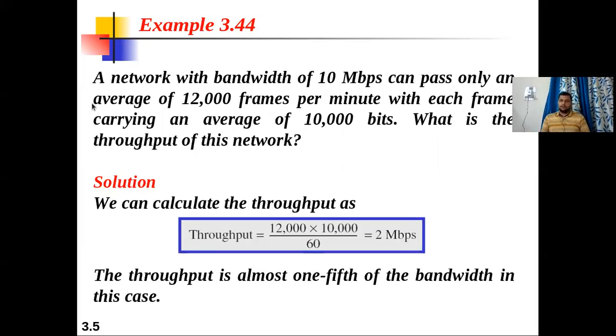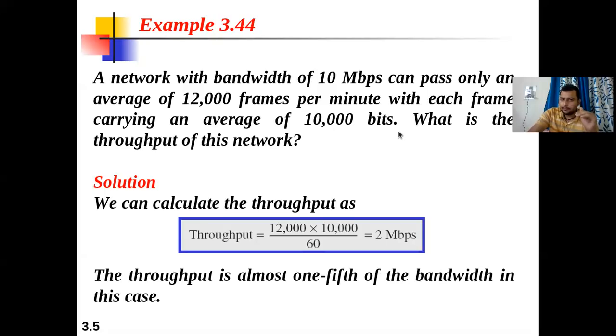Here there's an example, a network with bandwidth of 10 Mbps. So you can transmit a maximum of 10 megabits, that is 10 into 10 raised to the power 6 bits per second, and it can pass only an average of 12,000 frames per minute, and each frame comprises 10,000 bits.